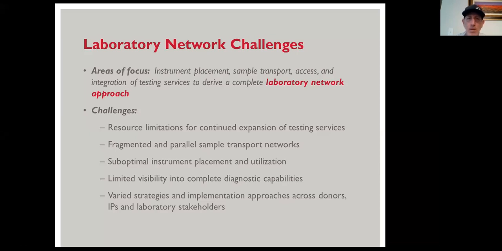And when I talk about what we do in the lab network space, particularly around optimization, the primary focus historically has been instrument placement, formalizing sample transport lanes, looking for opportunities to increase access, and then overall integration, particularly for HIV and TB services. Now, there are other opportunities to optimize lab networks, and that could be HRH, that could be inter-lab optimization, looking at sample flow within the facility and creating workflow streams that improve overall efficiency. But the work that we're doing basically sticks to these 4 or 5 things that I've alluded to.